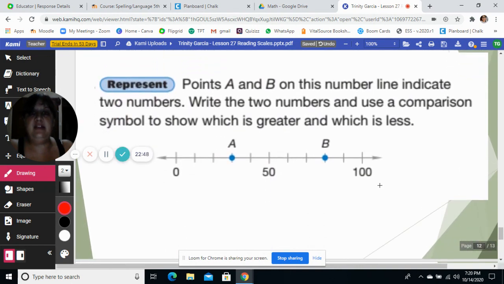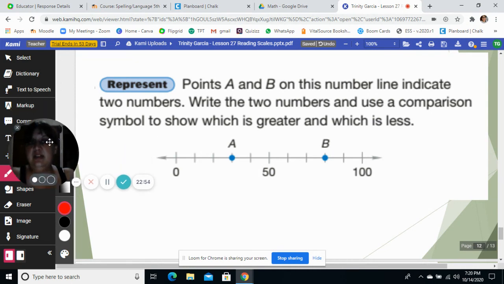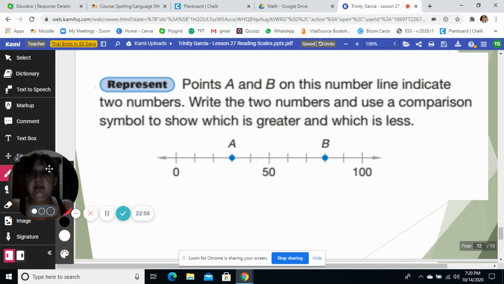All right, points A and B on this number line indicate two numbers. Write the two numbers and use a comparison symbol to show which is greater and which is less. Okay, now remember that every time in your book where it says represent, you need to show your work. Some of you are not doing that, and so you're not getting full credit on your math, okay? If it asks you to represent, then you need to show your work. If it does not say represent, then you do not need to show your work.